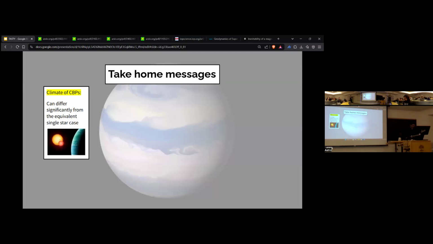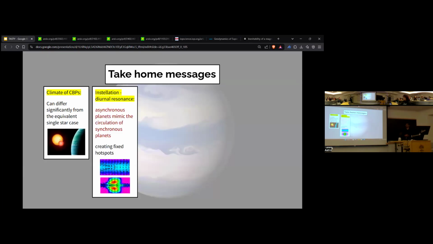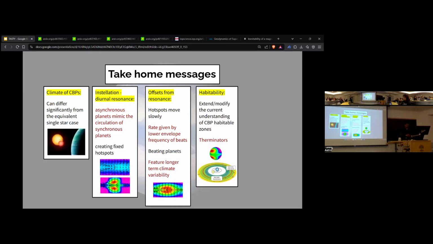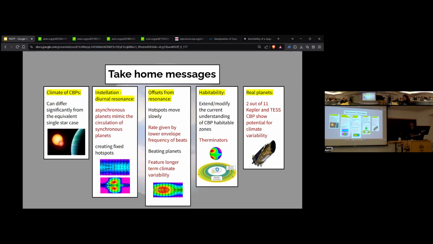So at the end, the climate of circumbinary planets can differ significantly from the equivalent single star case. Insolation diurnal resonances can lead asynchronous planets to behave like synchronous planets, and offsets from this resonance can lead to longer time variability with moving hotspots. This could have hugely interesting implications for the habitability of these planets. And finally, there are two planets which can probably be destined for this phenomenon.